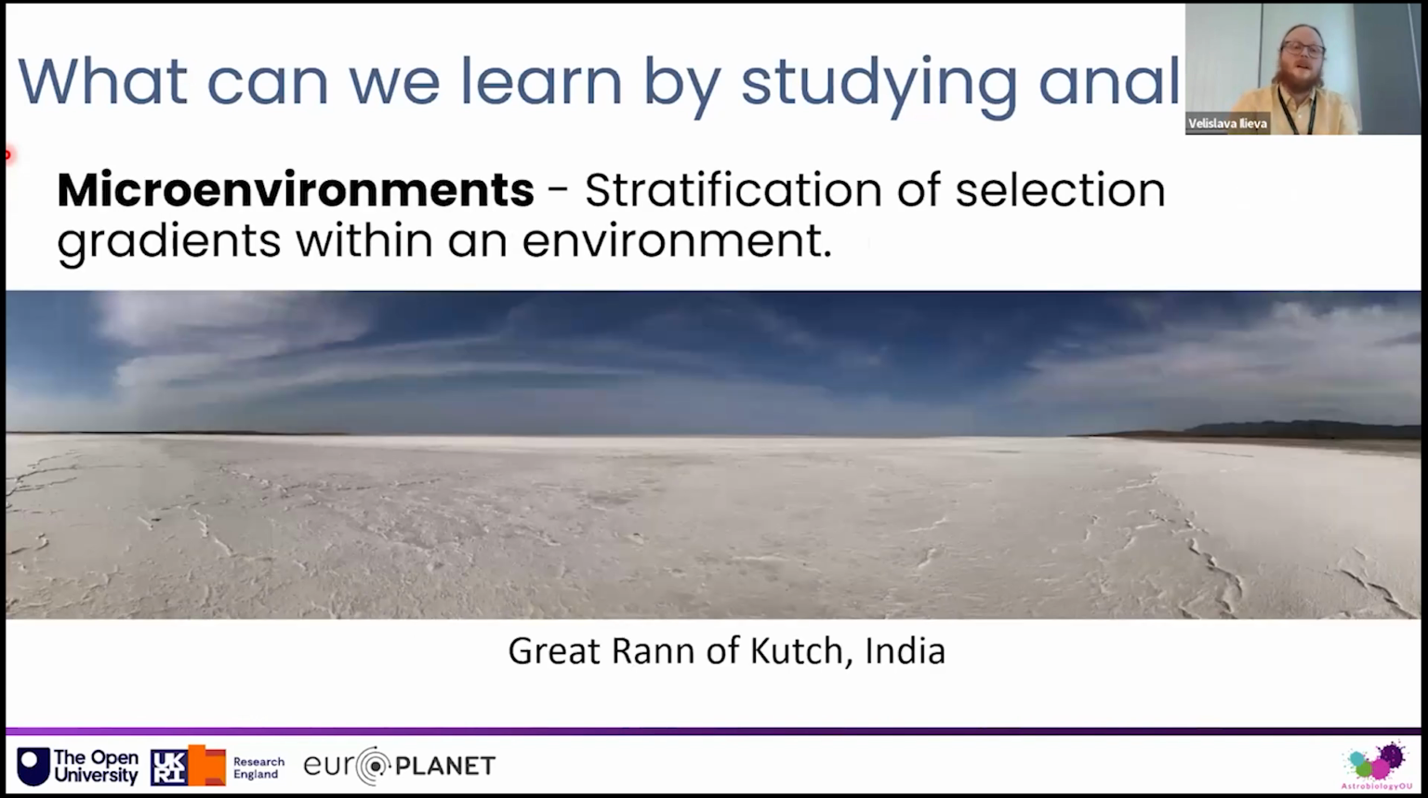Now, if we also consider microenvironments and how stratification within a selection gradient can occur, here we have the White Desert or the Great Rann of Kutch in India. Across this environment, there are many different microenvironments. So if we were to take a core sample, we have the microbes on top of, inside the salt crystals, below the salt, and then separated with depth.